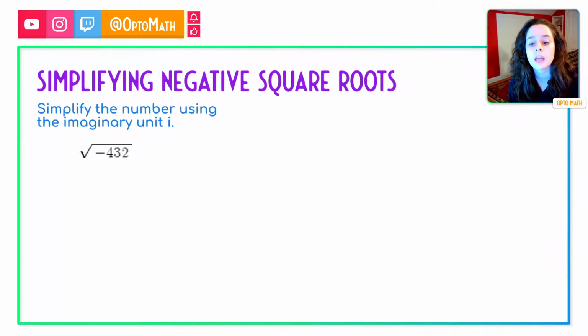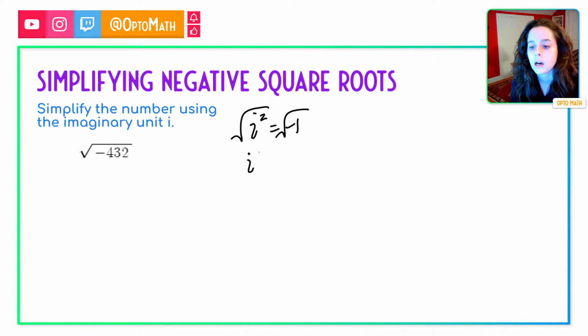Okay, simplifying a negative square root. We're going to be using our imaginary unit i. So remember, i squared is defined as -1, and therefore i is equal to the square root of -1, or the principal square root of -1. So let's rewrite our radicand.